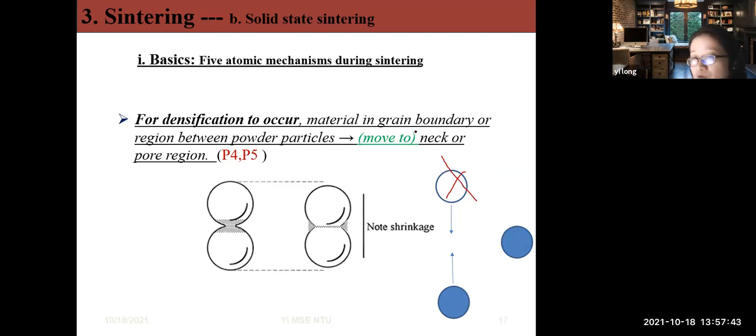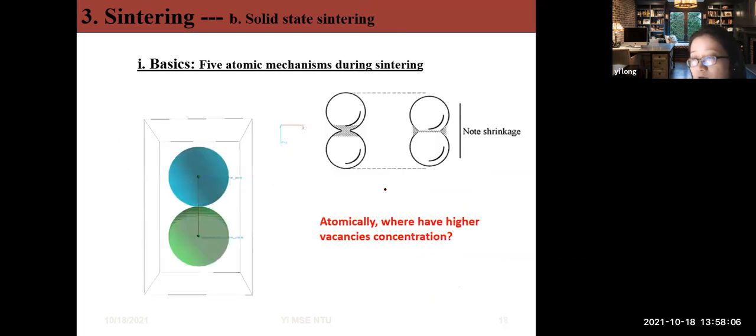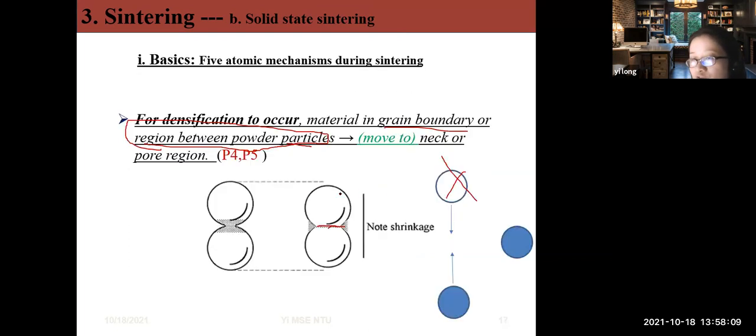Materials in the green boundaries, or the region between the powder particles. Okay, green boundary is just where the powders are in contact first, right? They are supposed to swap the atoms at this region, the green boundaries. So then the atoms move to the neck pore region. Neck is equal to pore region. So let's continue. We fulfill the first condition: it has to happen at the green boundary.